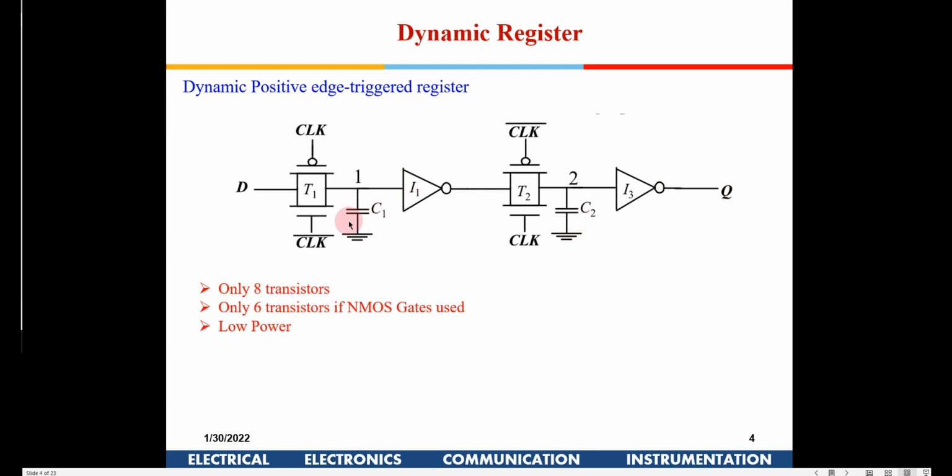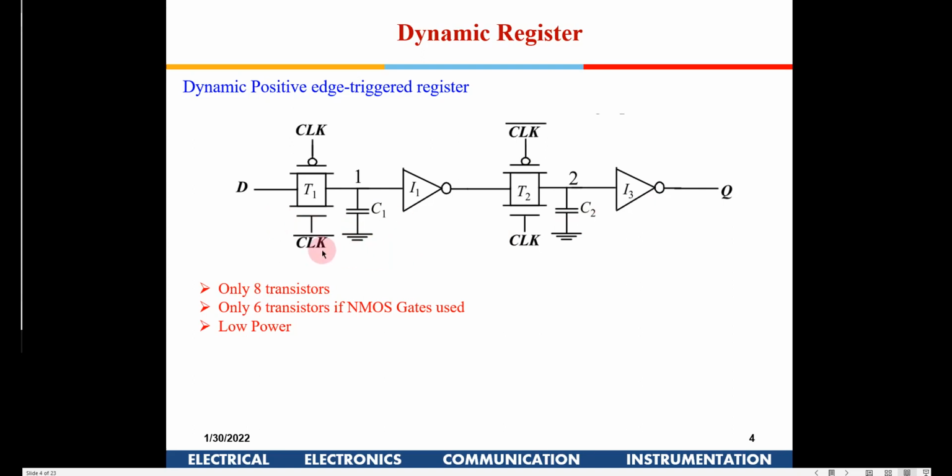And now there is no C1 and C2, okay, which is connected externally. It is the intrinsic capacitance which is available at the gate of these inverters. Okay, so if you see here, 1, 2, 3, 4, 5, 6, 7, 8, only 8 transistors are required out here. Okay, is this operation clear to all of you?